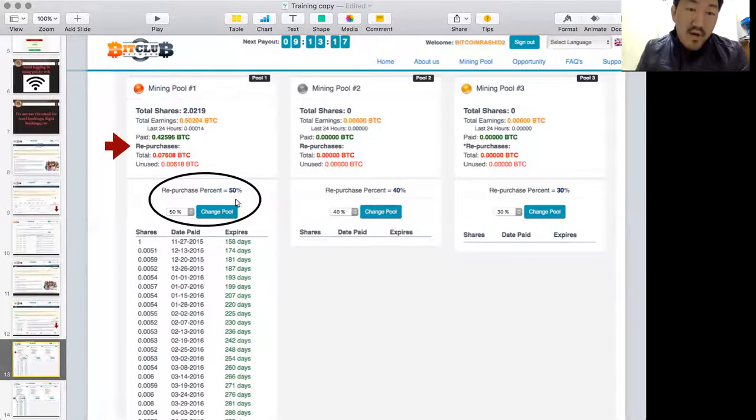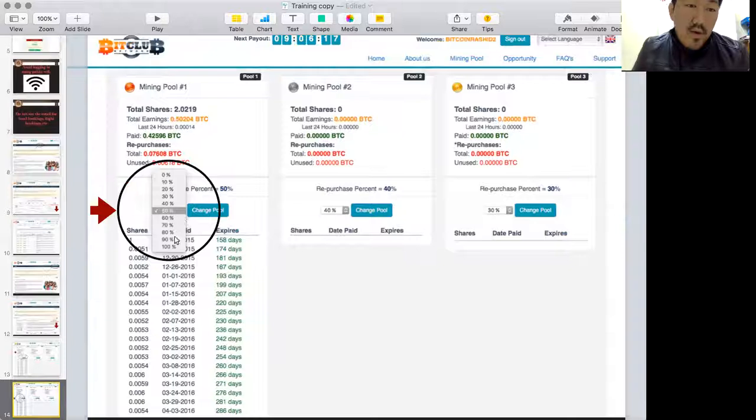So as for the repurchases, mine is set at 50%. Okay, that's the standard we suggest to everyone. But you can always tweak it yourself. Some people like to set it to 100% for a few months, then they set it back to 50% later. You can do that, no problem.